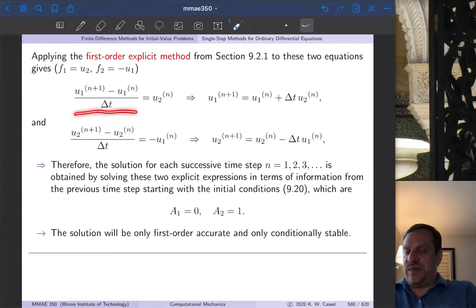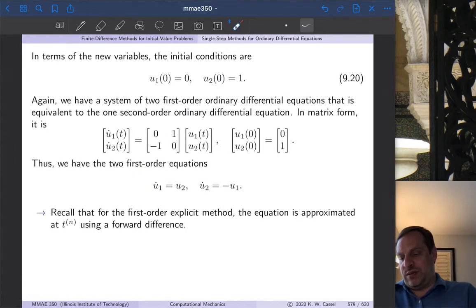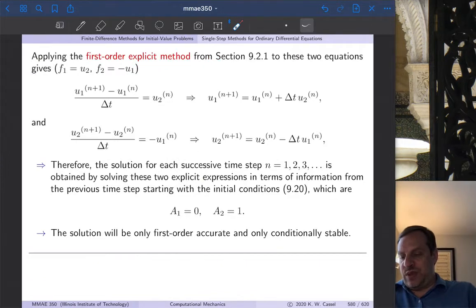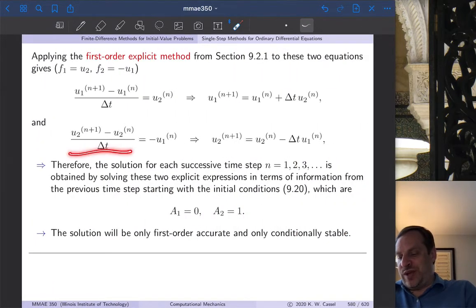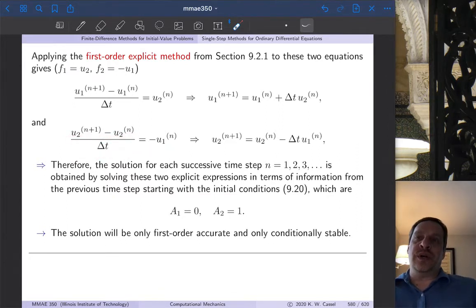So on the left, we have du1/dt, which we write using a forward difference as (u1^(n+1) minus u1^n) over delta t, and that's equal to u2^n. So that's this first equation written at the previous time step. Then the second equation is du2/dt equals minus u1. So we have the forward difference for u2, (u2^(n+1) minus u2^n) over delta t, is equal to minus u1, again, n at the previous time step.